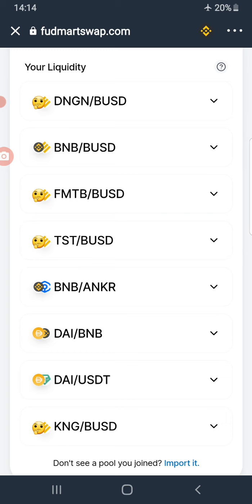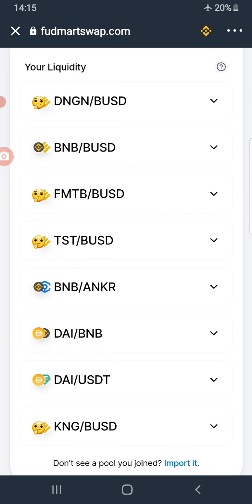So that is the liquidity mining reward. FudmartSwap is mining for liquidity by giving you a reward for providing liquidity, and at the same time you're making money through transaction fees. And you're also going to make money through this reward program. Now this liquidity mining program is going to kick off on the 1st of April.